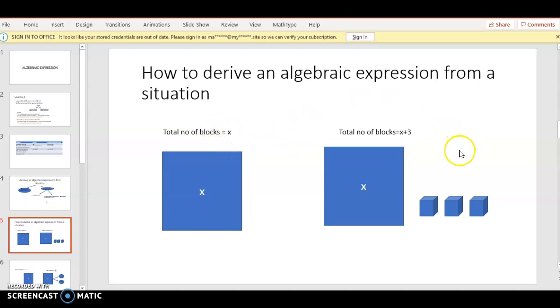Now the second situation. You have a bag, and inside this bag there are a few blocks, but we don't know how many, so we represent it with x, same as the previous one. Now we have 3 blocks, and we put the 3 blocks inside the bag. The total number of blocks inside the bag is the unknown x plus the 3 blocks that we have put inside the bag.